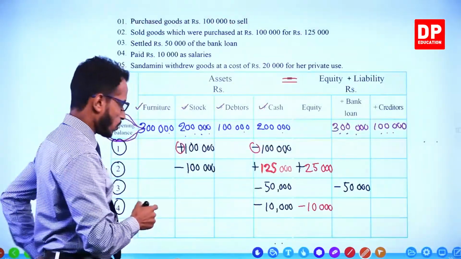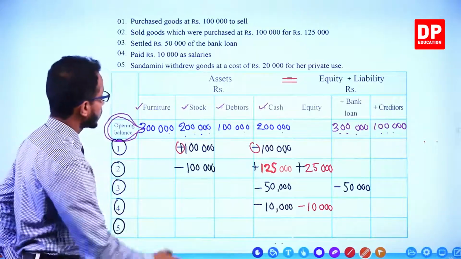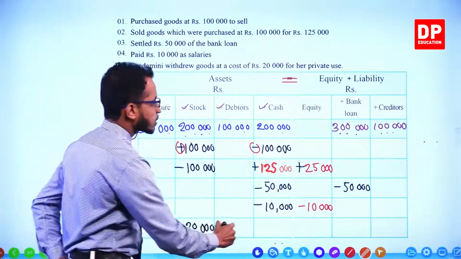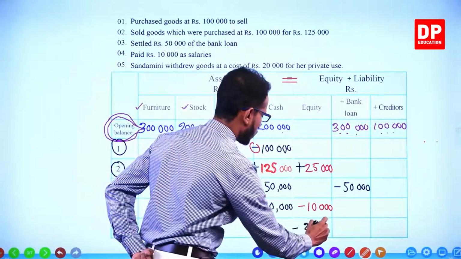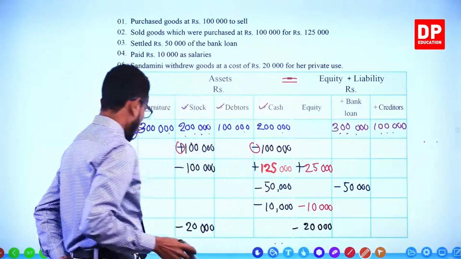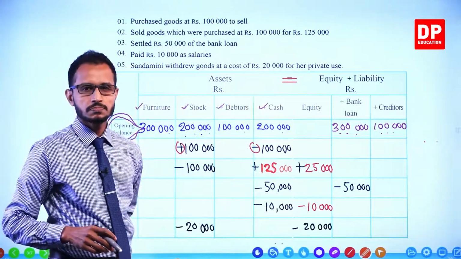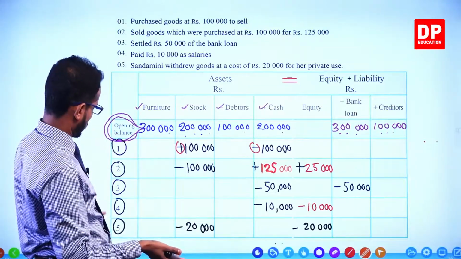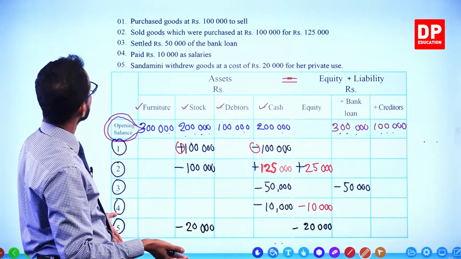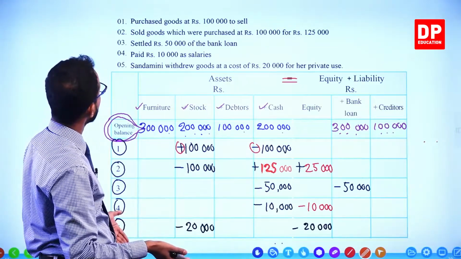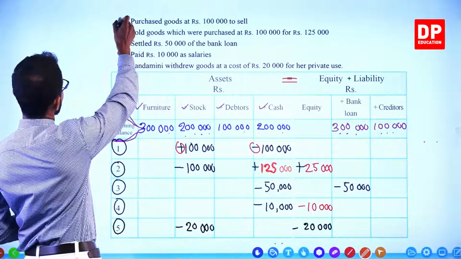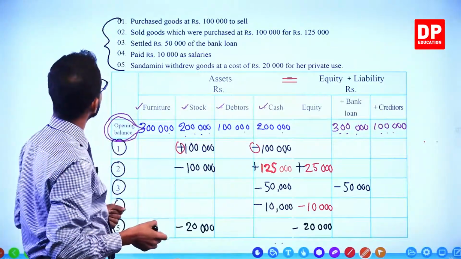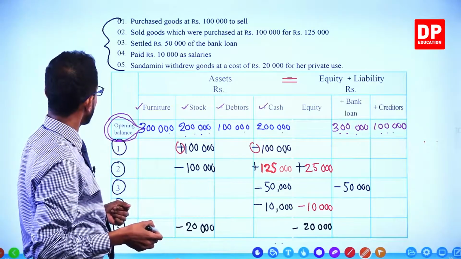So children, goods go out. That means stock minus 20,000 and equity minus 20,000. Drawings. Are we done? Oh, right. We are done with the first 5 transactions.